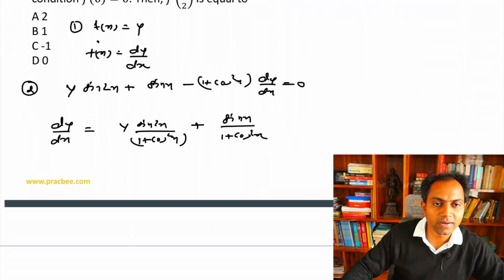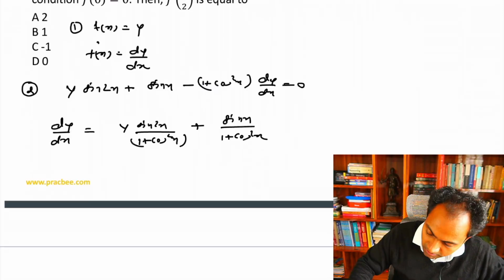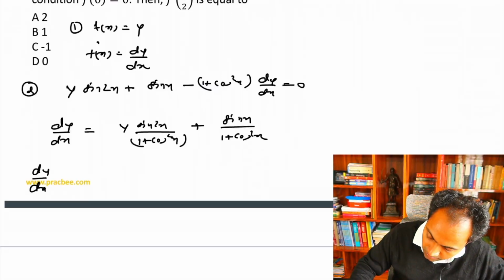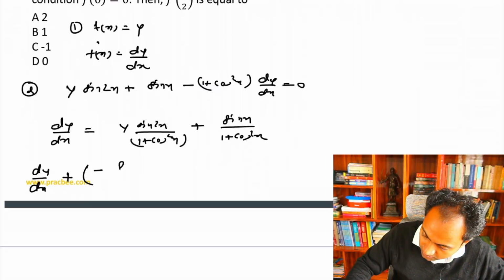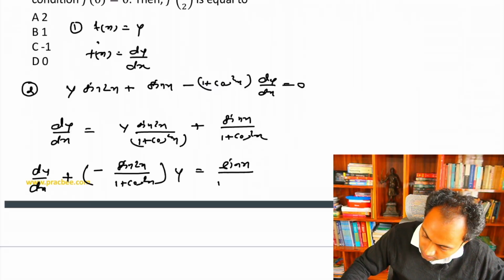Now, why are we writing it like this? We first want to write it in the standard form. So, what is the standard form? It is dy by dx, and then whatever is written here, I will bring this term on the left hand side, and it will become minus sine 2x by 1 plus cos square x into y. Now, whatever is on the other side will become q, that is sine x by 1 plus cos square x.